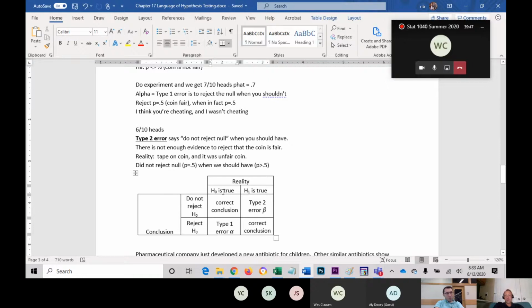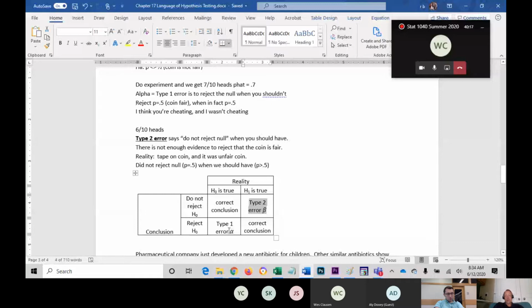Actually, I said that wrong. The null is true. So the coin is fair, but you said the coin was not fair. That would be one mistake. Or you could say there's not enough evidence to reject the null, but in reality the alternative was true. So we refer to a type 1 error as alpha, and we refer to a type 2 error as beta.